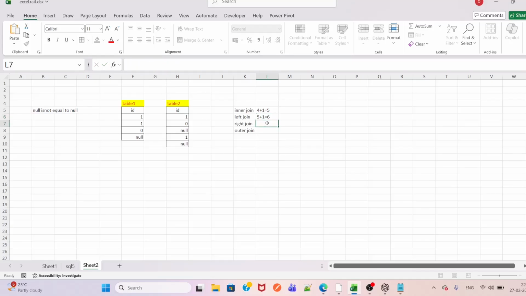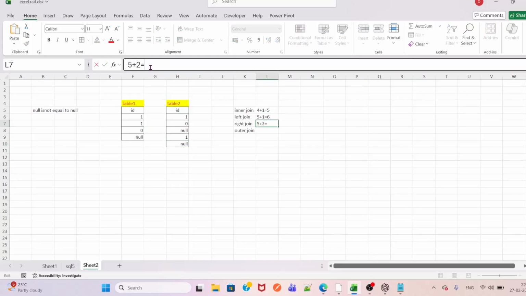Now let's come to the right join. The same concept applies: first the inner join plus the extra elements on the right side. What are the extras in the right table? That is this null and this null. So two records are extra on the right side which are not there on the left side. So what will we write? 5 plus 2 equals 7.